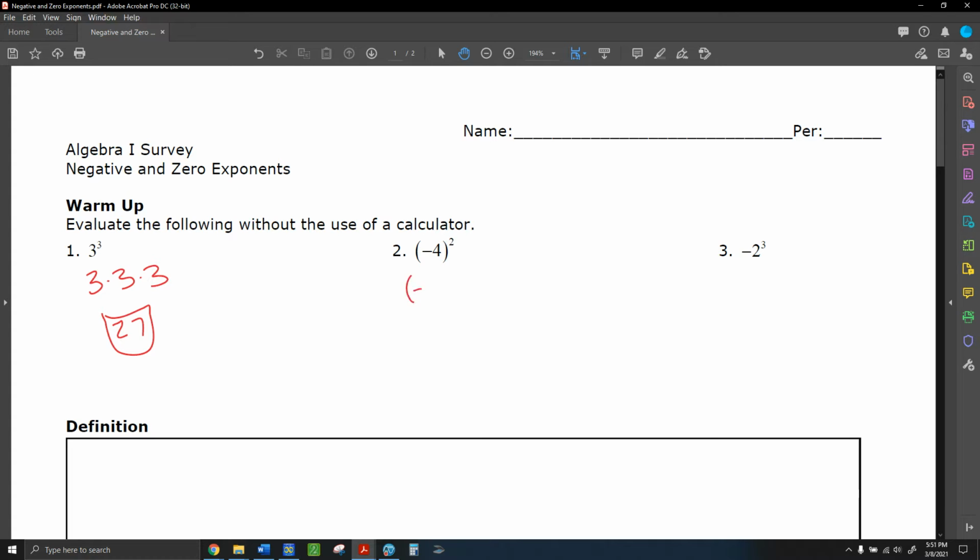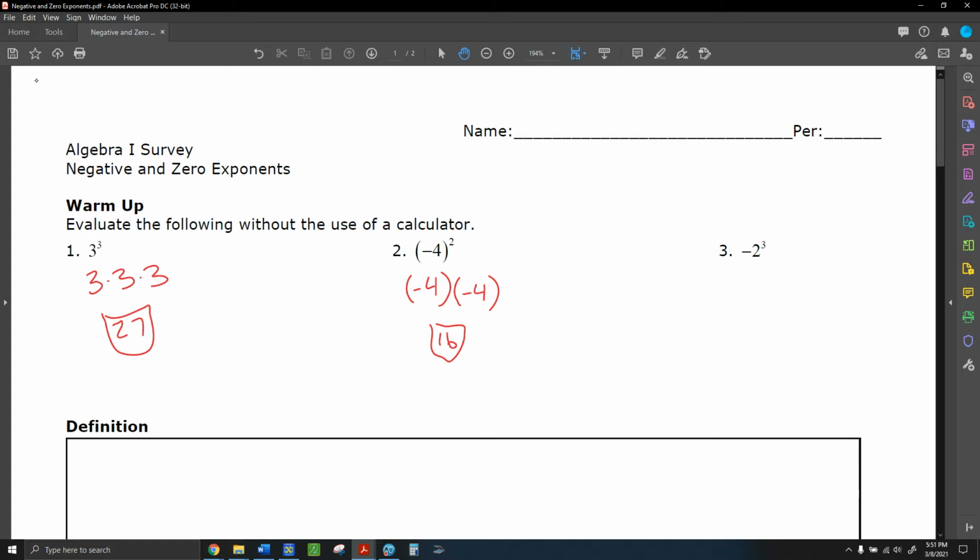This is meaning negative 4 times itself 2 times. So we have negative 4 times negative 4. Well, a negative times a negative is a positive. 4 times 4 is 16, so we have a solution positive 16.